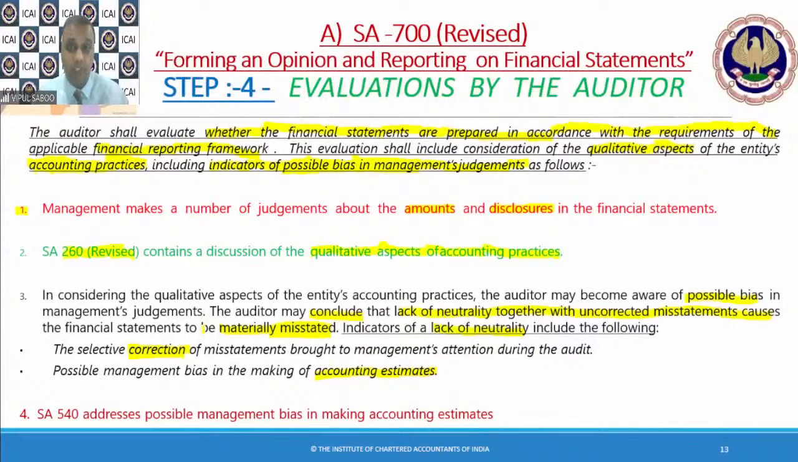We have a special SA on this management's estimates, which is SA 540. So you have a cross-reference of two SAs, SA 260 and SA 540, in this evaluation. This is how you are supposed to be writing your answers in the examination hall as well. Cross-reference of other SAs and provisions of the law.